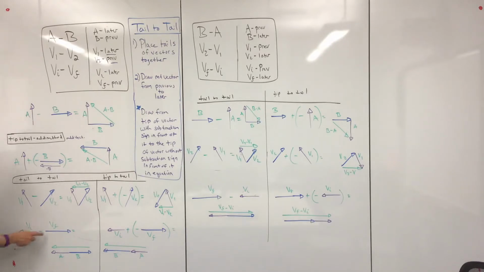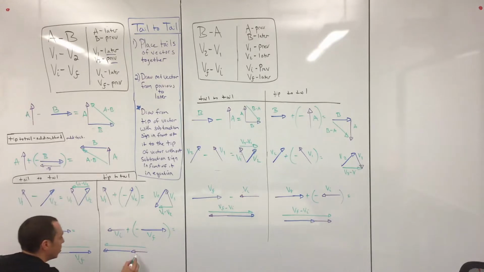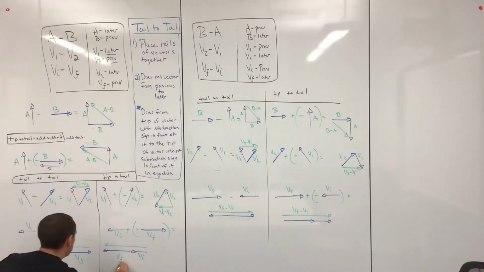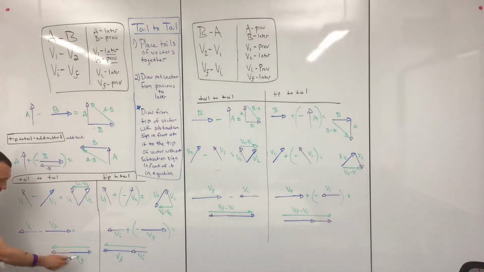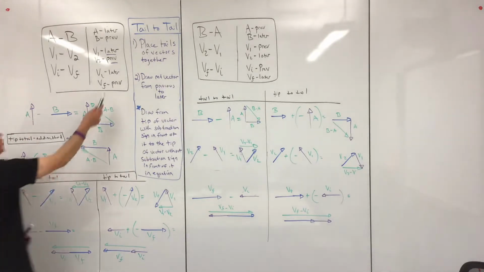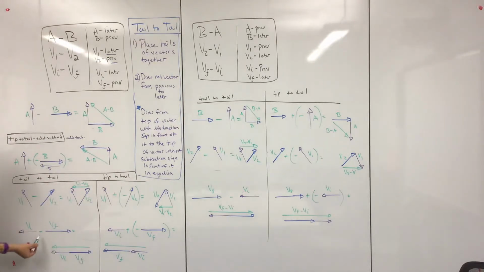All right, again, now this one, this is V initial minus V final, right? So we can just put the tails together, draw from, again, following this, put the tails of the vectors together, draw from the tip of the previous, which is the V final. Sorry, I had those written incorrectly. I had B and A there, I apologize. V final. We draw from the tip of V final to the tip of V initial. Again, tails together, and then V final, right? We want to draw from the tail of V final to the tip of V initial, or from the previous to the later, okay?